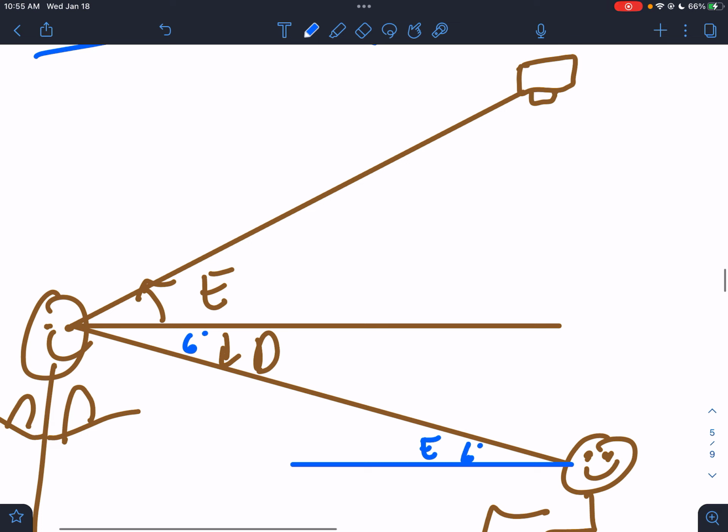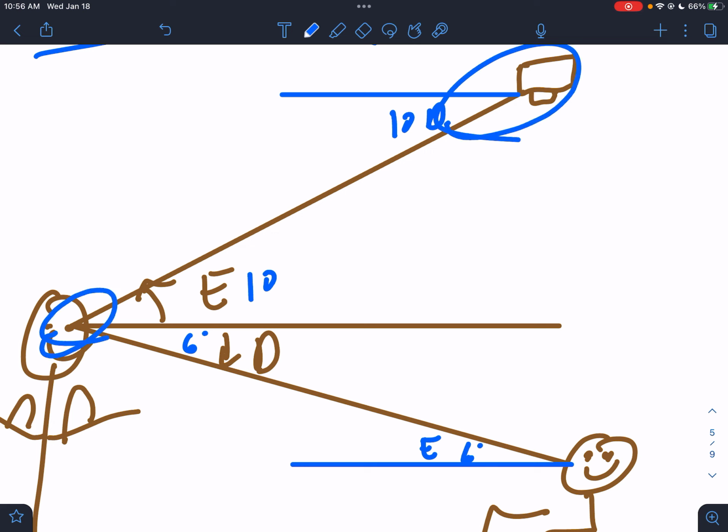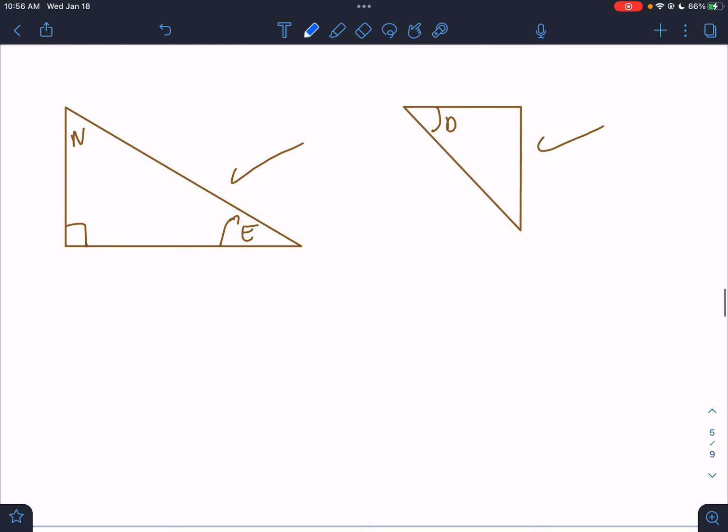Same thing looking up here. This fire thingy on my ceiling, its depression is the same as my elevation. So if my elevation is 10 degrees to look up, its depression is 10 degrees to look down. So between the same two objects, the elevation and depression are going to be the same number. One person's elevation is the exact same number as another person's depression, and vice versa.